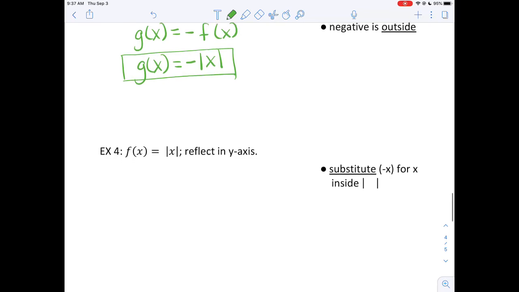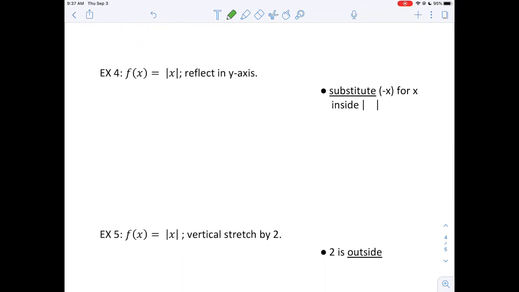For reflections in the y-axis, again starting with our absolute value function, we're going to substitute the negative x right there inside the absolute value bars. Remember that horizontal transformations occur inside with x. So to write the general rule, g of x is equal to f of negative x, inside with x, and it only affects the x value. Substituting in absolute value of x, we get that g of x is equal to the absolute value of negative x.